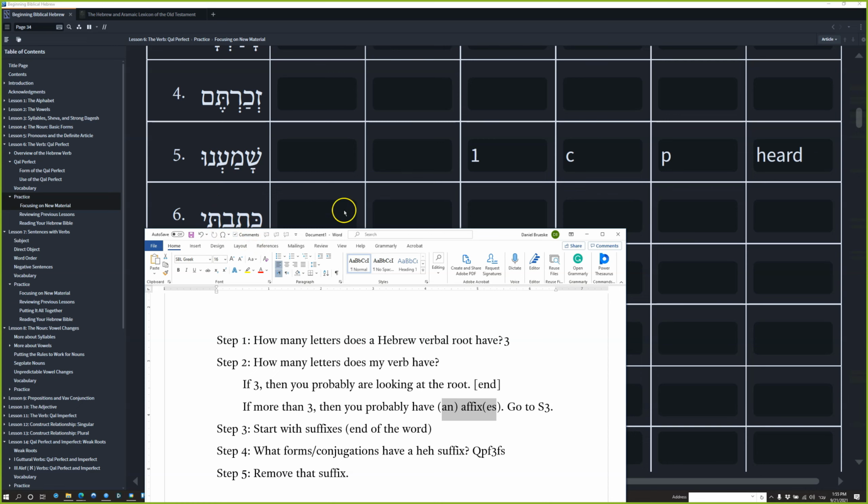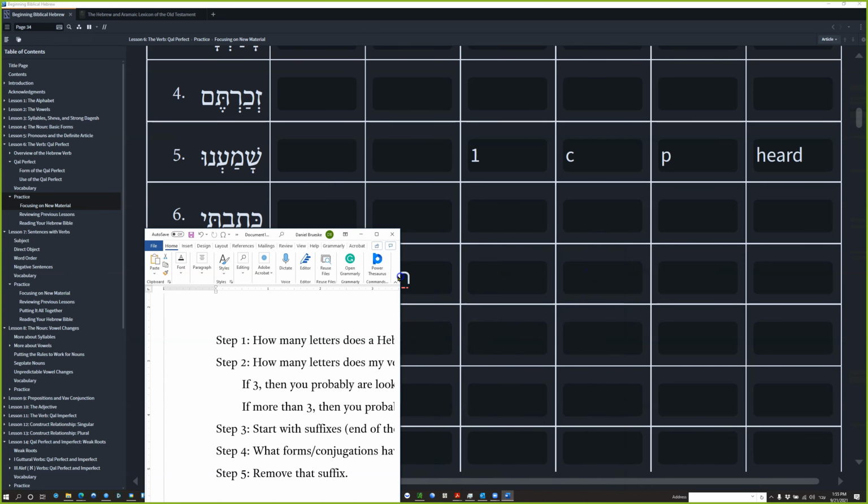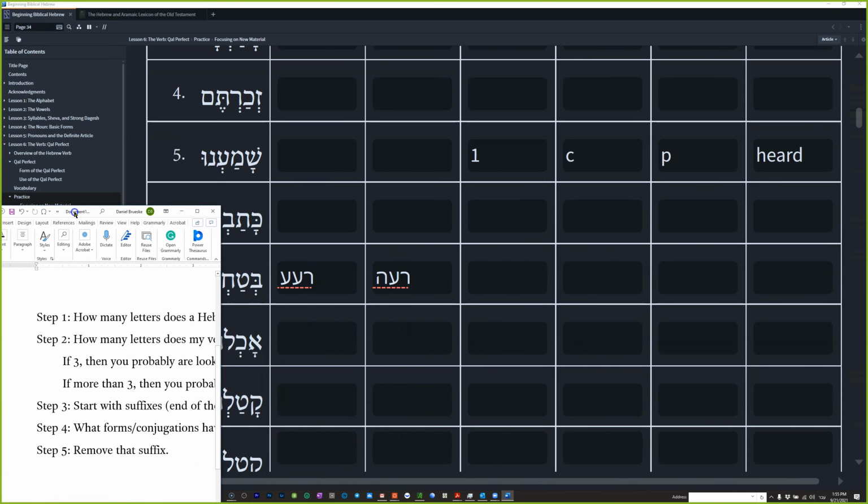I've already answered most of this. Now I just need to figure out what the root is. Again, don't start your parsing by looking for the root. It's going to be harder that way. Start your parsing by looking for the suffix, or when we get to the imperfect, by looking for the prefix. But start by looking for the suffix, because once you've found the suffix, all you have to do is take the suffix off, and you've got your root. So now I can write katav, kaf, tav, beit as my root. What does the root katav mean?